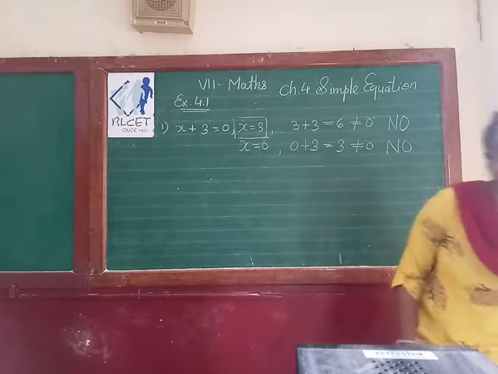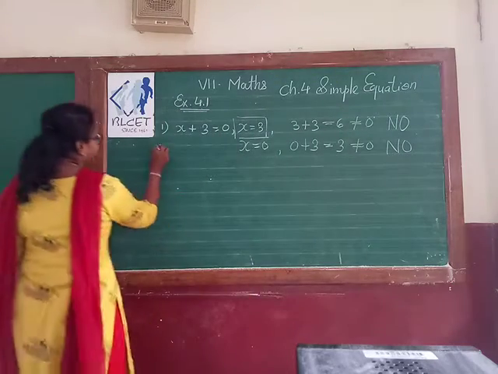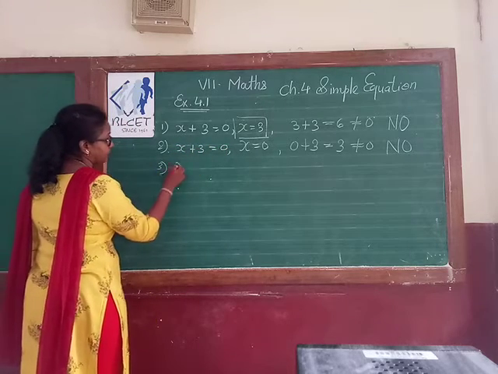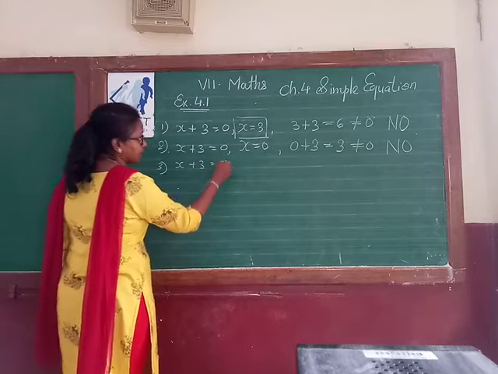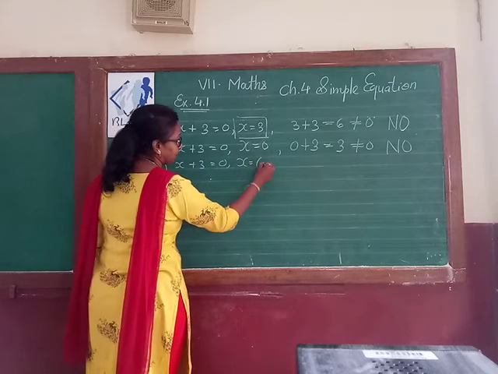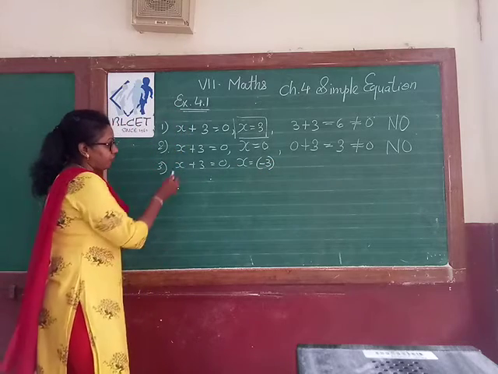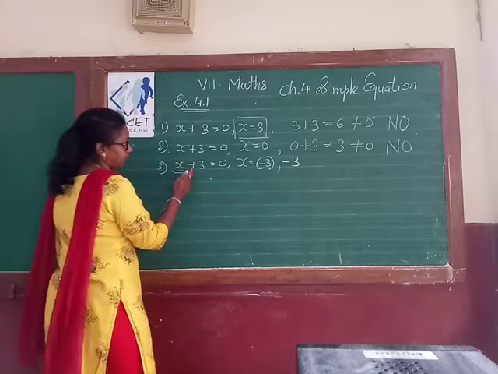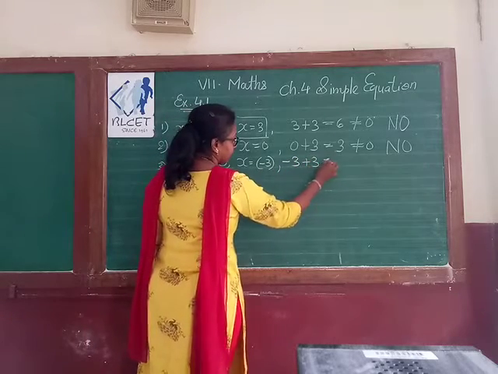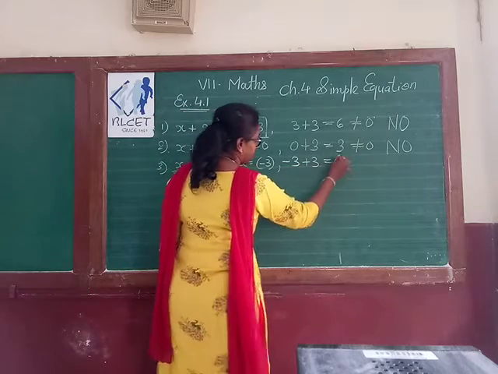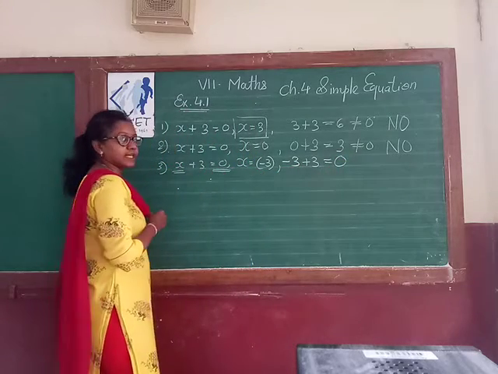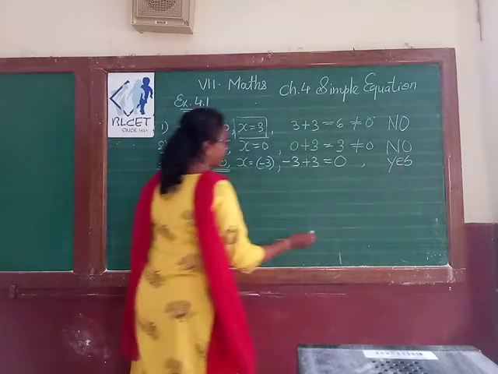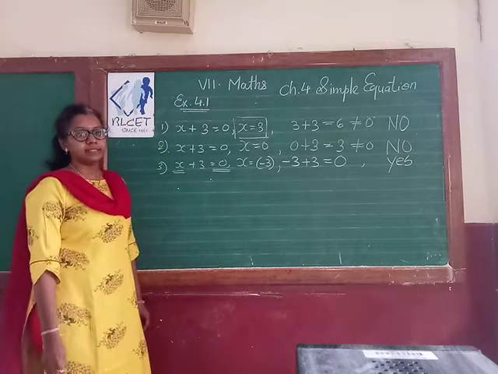Now you keep x equal to minus 3. The equation is the same, x plus 3 is equal to 0. But now the value of x is minus 3. So now we replace this x by minus 3. Let's see what my answer is. Minus 3 plus 3, we know that 3 minus 3 gives you 0. So our equation result is satisfied. Yes, the equation is satisfied for the value x equal to minus 3.